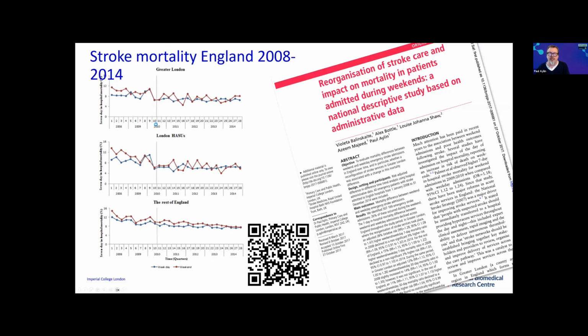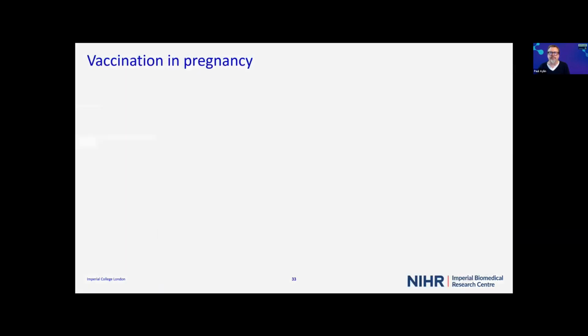They were reorganised in 2010, and you can see not only a reduction in mortality in 2010, but you can see that this weekend effect, the difference between weekend and weekday mortality, essentially disappeared. Across the rest of England, that happened much slower in that bottom graph, but actually with less sudden reorganization of services, that weekend effect has disappeared in stroke care.